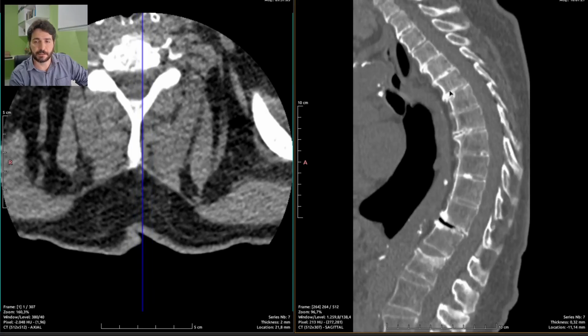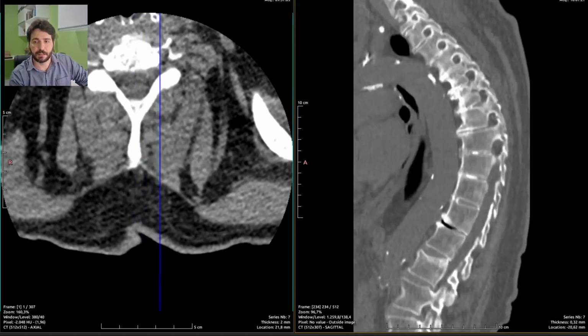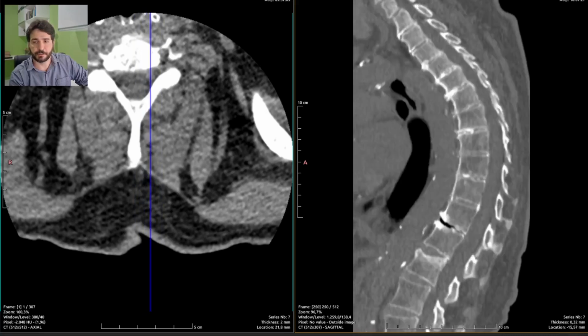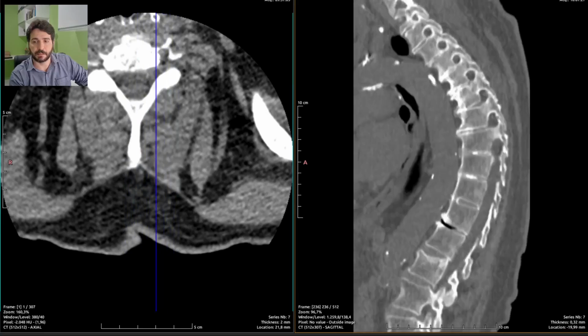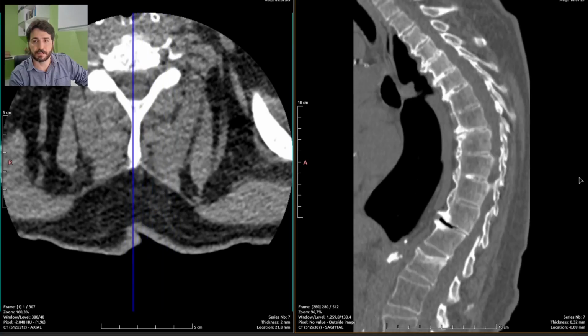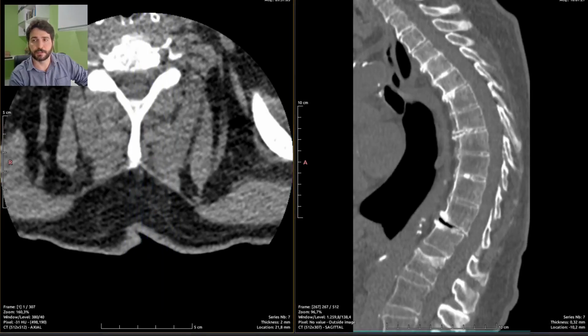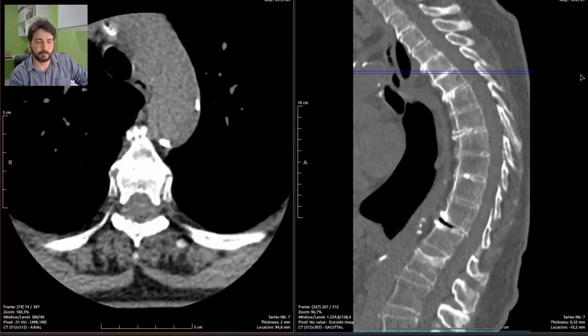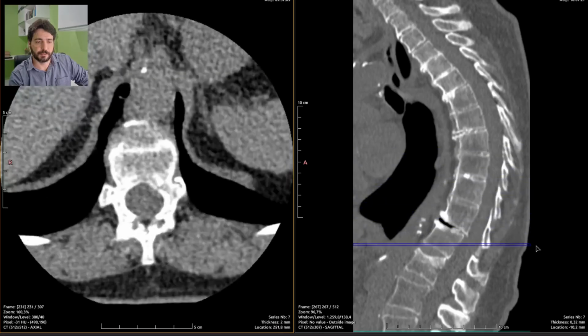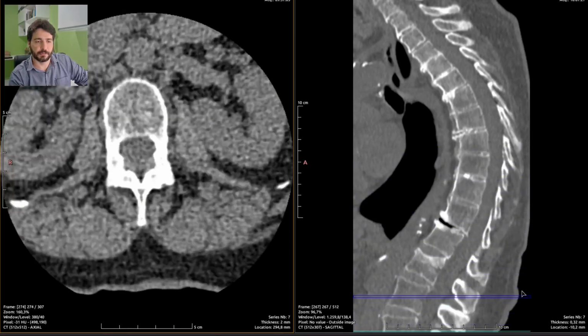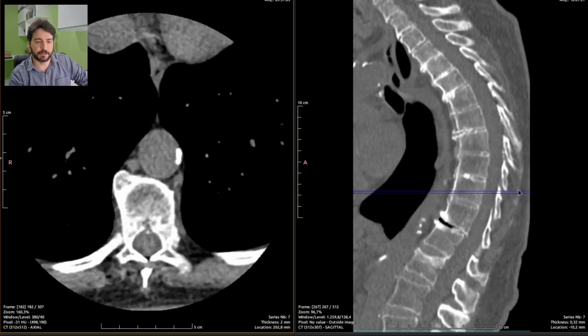So it's just degenerative disease and an acute fracture of the vertebral body. Let's get to the end of this. There is really no major protrusion nor extrusion of discs, no bulging discs.